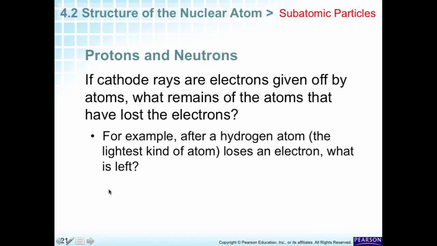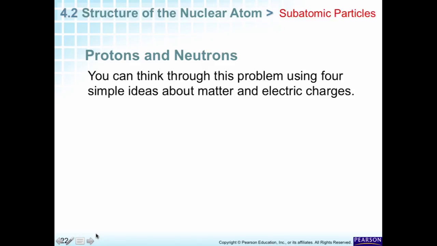So if cathode rays are electrons given off by atoms, what remains in the atom? So if we took an electron away from hydrogen, what's left? Well, we know that all atoms are neutral. So if we take away a negative charge, there must have been a positive charge there. So there had to be something inside the atom that was positively charged.